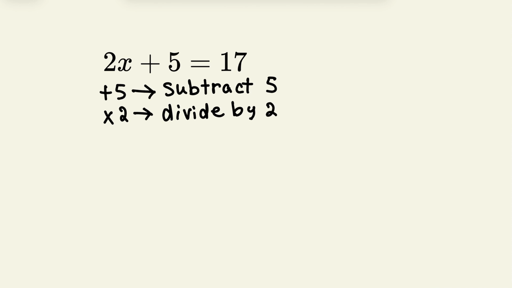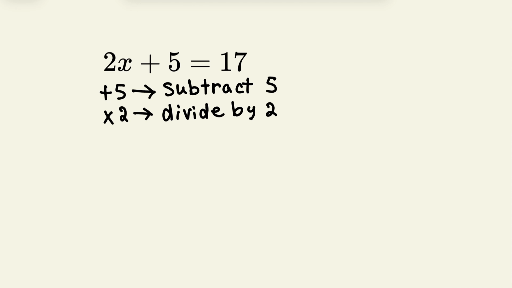All right, and so now these are called inverse operations. Addition is undone by subtraction. Multiplication is undone by division. Notice that we do not solve yet. First, we identify what operations are happening to the variable.